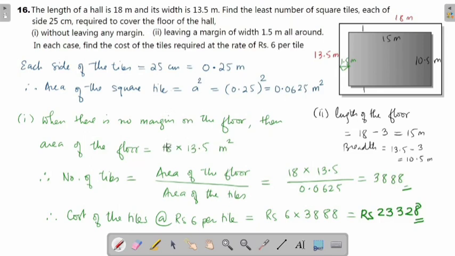In place of 18 you write 15, in place of 13.5 you write 10.5, and you get your answer. So I'll leave part number 2 for you to do by yourself. You may pause the video and note down your solution.